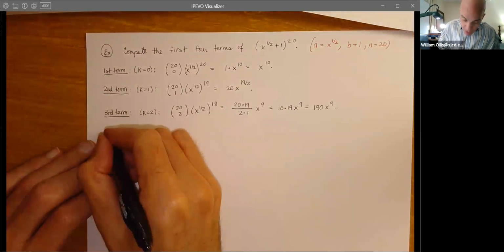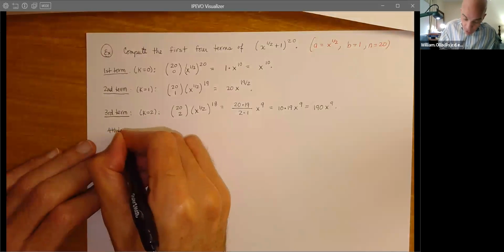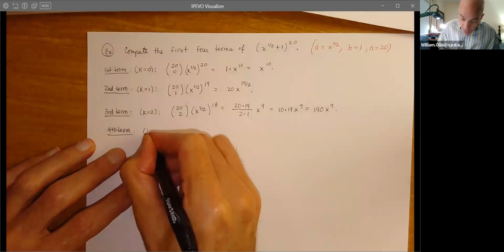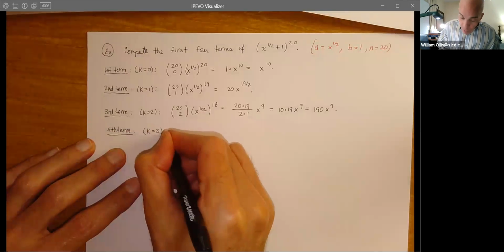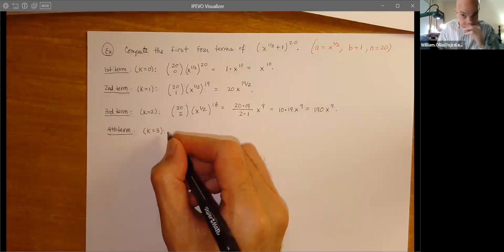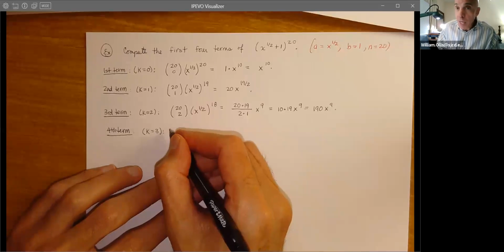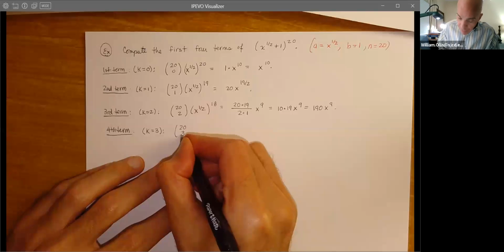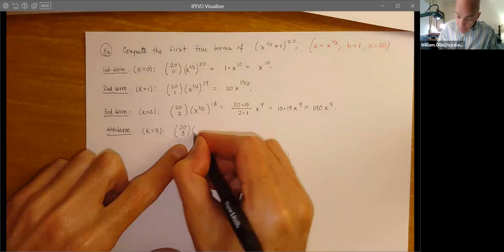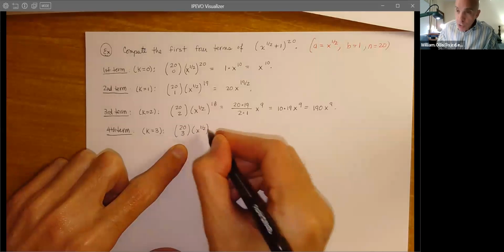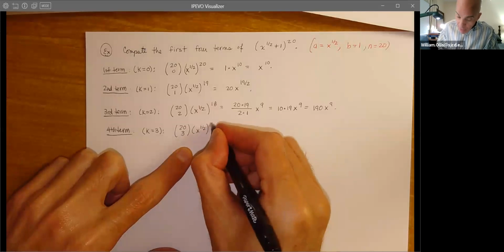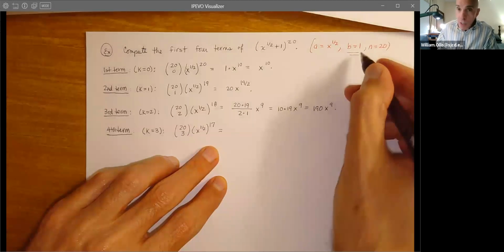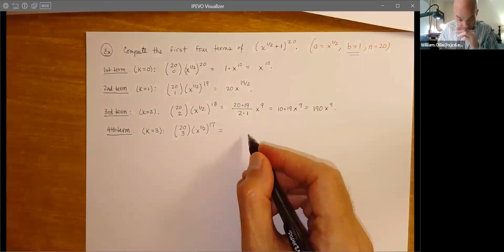And then the fourth term, now you get the gist here. You see the power of the theorem. So what do we do in math? We keep doing the same thing over and over, but we learn new structures to make the process easier. And then we develop a deeper understanding. So we have 20 choose 3, k is equal to 3, and then we have x to the 1/2 raised to the 20 minus 3, which is 17. So again, remember the b is 1, so we don't have to worry about that. So that makes this problem a lot easier.